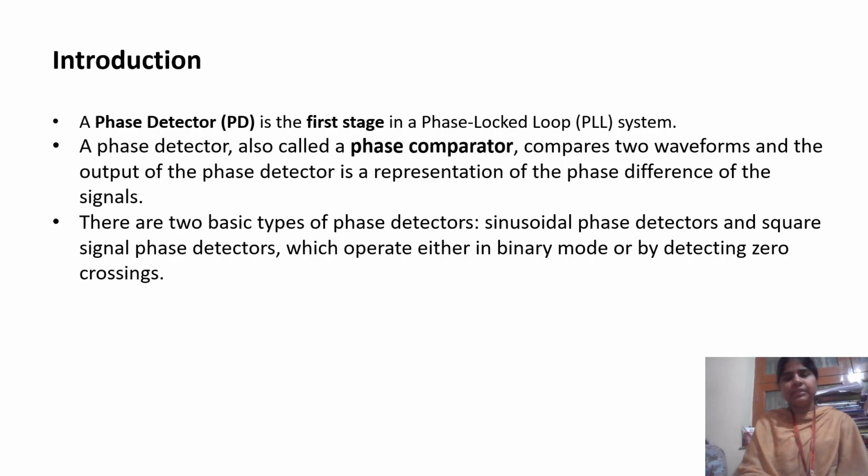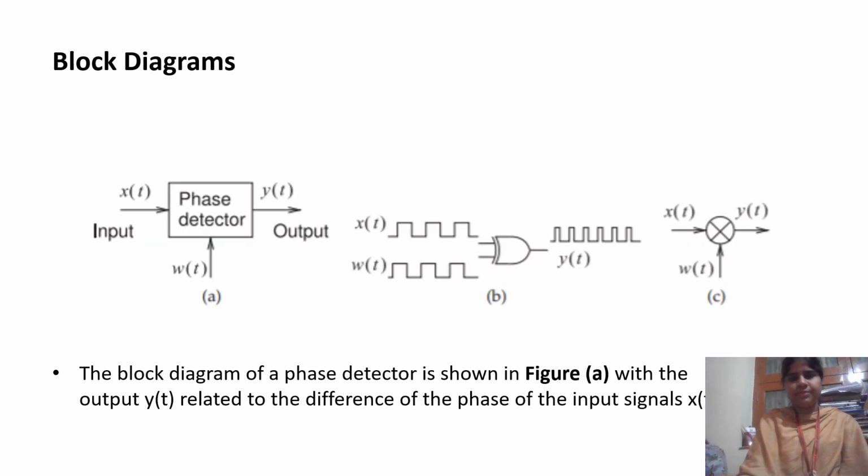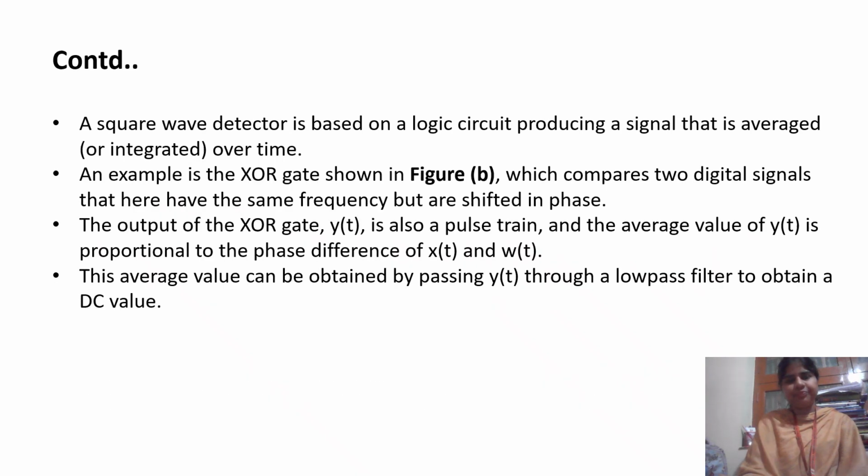There are two basic types of phase detectors: sinusoidal phase detectors and square signal phase detectors, which operate either in binary mode or by detecting zero crossings. Here is the block diagram of a phase detector. X of t is the input, Y of t is the output. The block diagram of a phase detector is shown in figure A, with output Y of t related to the difference of the phase of the input signals.